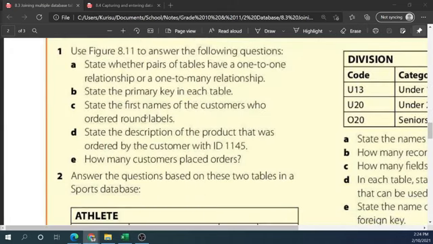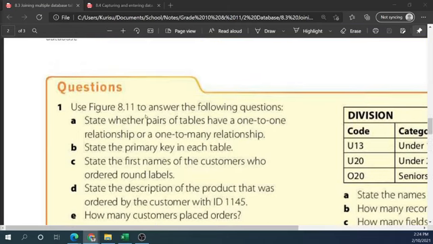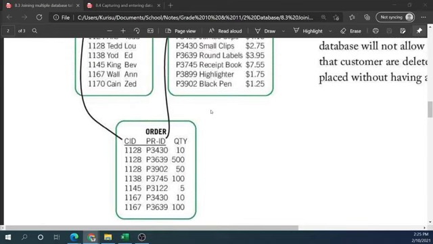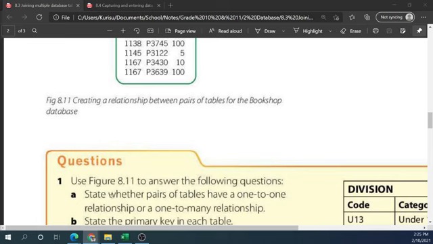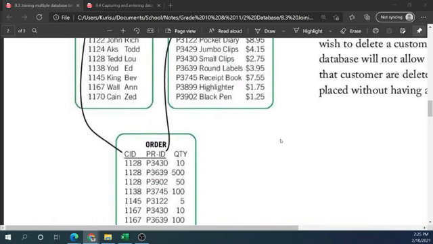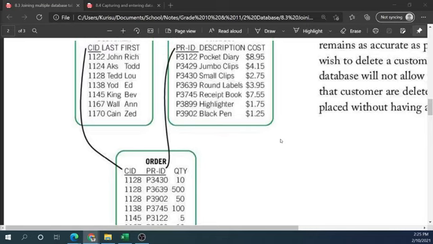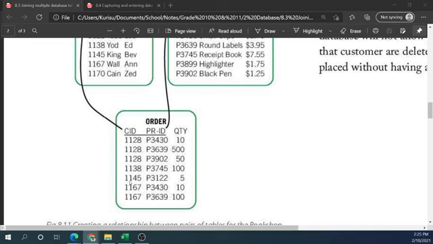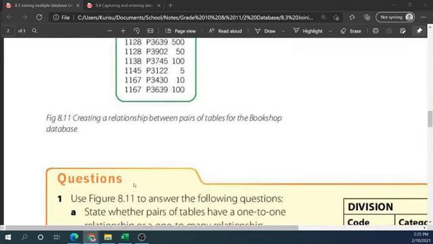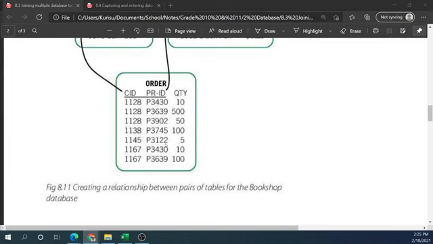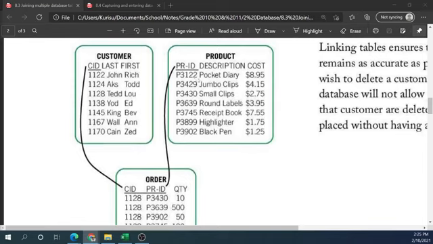So the next question, that's going to be D, 1D. State the description of the product that was ordered by the customer with ID 1145. What is the description of that product? Sir, pocket diary. Pocket diary. So it's asking for 1145, that customer there. And we match it with the order, P3122. We go to the product table, P3122, pocket diary is correct. Very good.